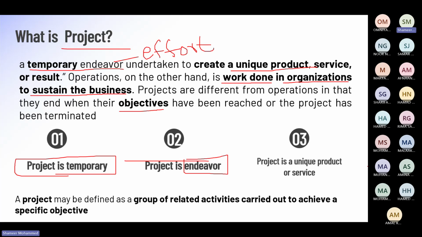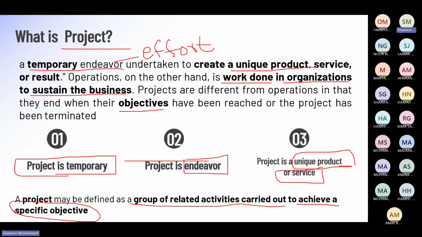And from the project, you are going to create a unique product or unique service. What is this service? What is this result? I will tell you in the next forthcoming slides. So now the actual definition, see it is given here. Project is nothing but a group of related activities you are going to perform, that is, you are going to carry out. Why are you going to perform those activities? To achieve a specific objective, a goal. You have a specific goal.